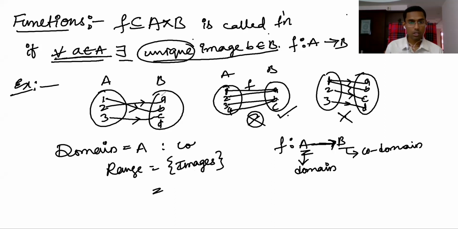What are the images in this case? A, B, C. These are the images. This is the range. Already you learned what range is for relations, so already we know that.